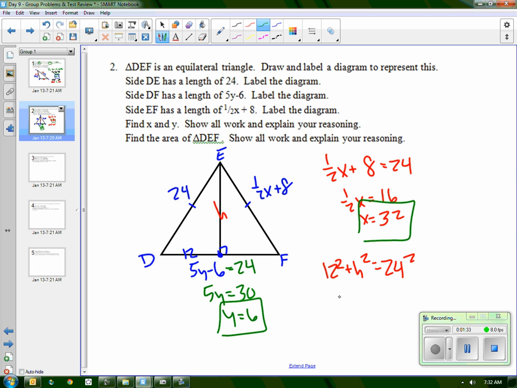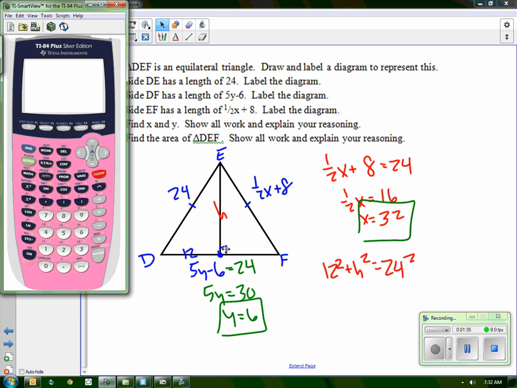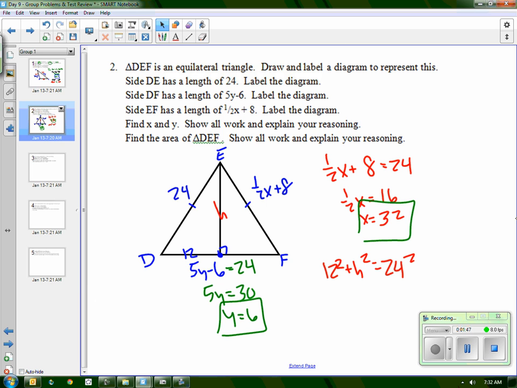And if I go ahead and solve that, let's see, I'm going to subtract 24 squared minus 12 squared. That gives me my h squared. So let's square root that. Let's see, square root of that is 20.78. My h is 20.78 about.